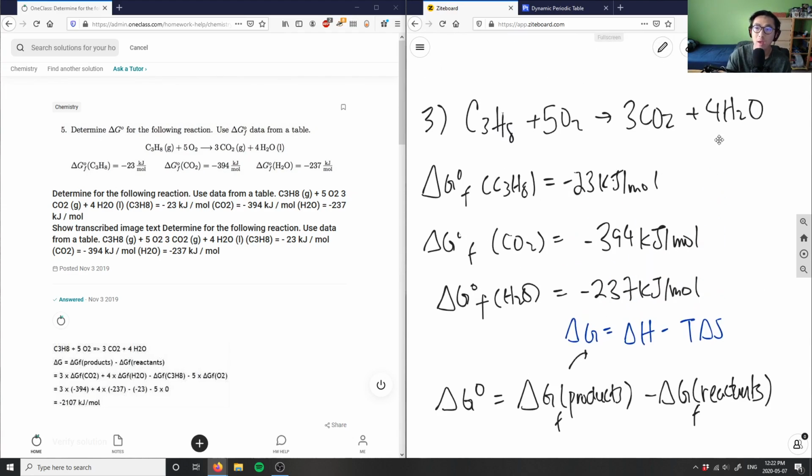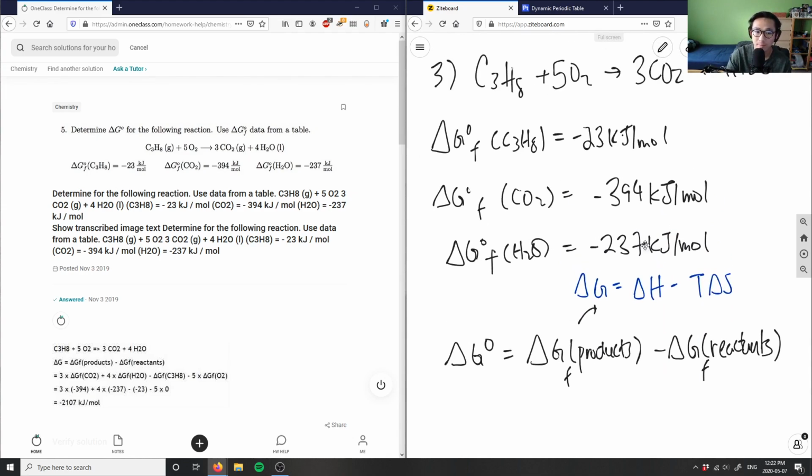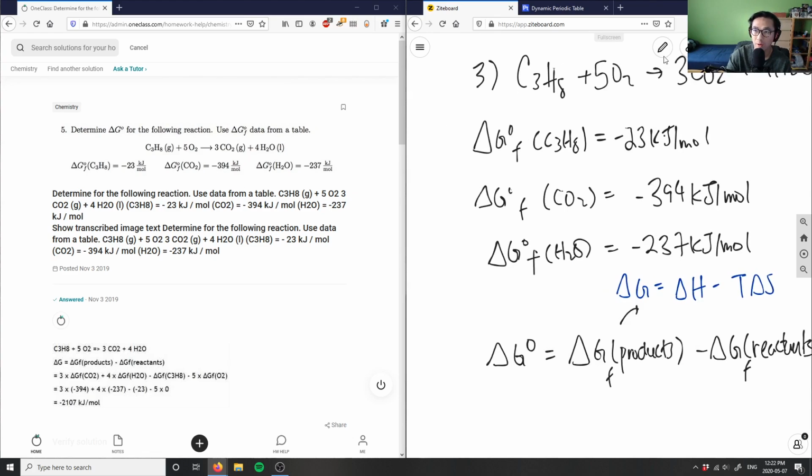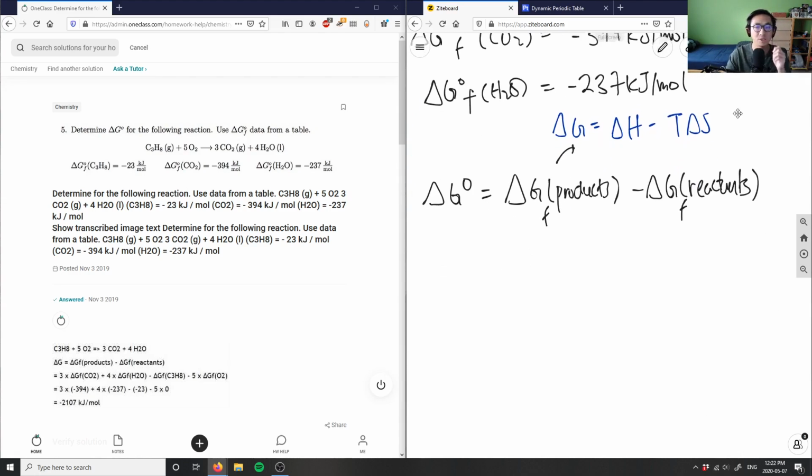And basically I know my products here. My products here are carbon dioxide and water, right? So I can say basically our products here are carbon dioxide, which is this guy here, number 2, and number 3 here, water, right? So let me just write down number 2 and 3 here. So very, very similar to Hess's law, where instead of enthalpy, we're just using Gibbs free energy here.